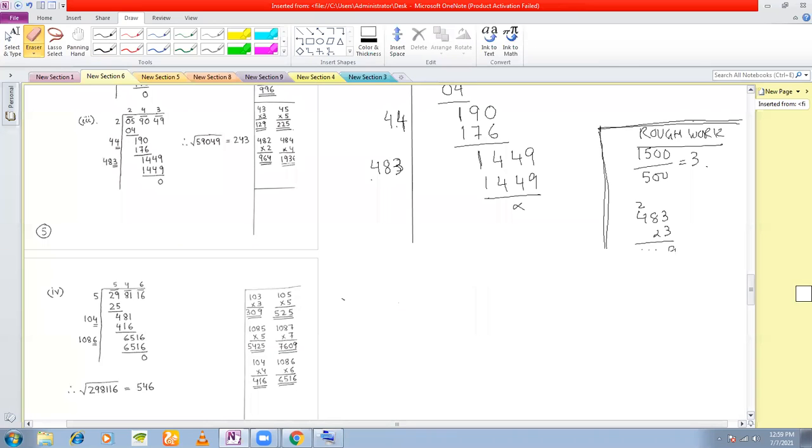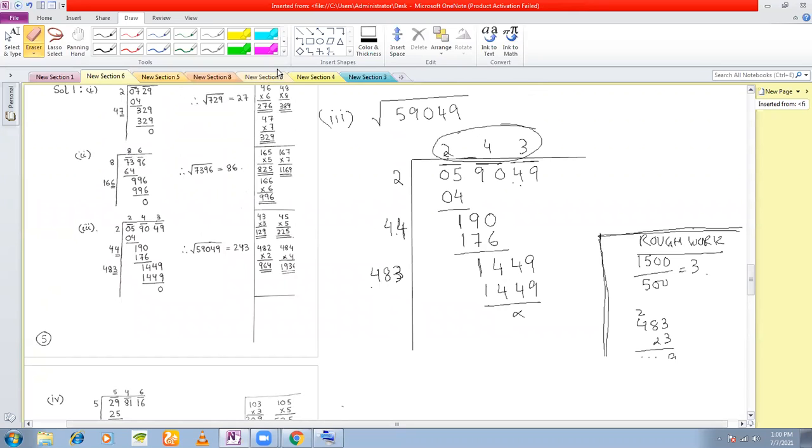Sir, I have a doubt. Tell me. Sir, from where do you get that 48? Yes, sir. See, at this step when 3 was not here, this number 24 was here, right? What is the double of 24? 48. That's it. Sir, now I understood.